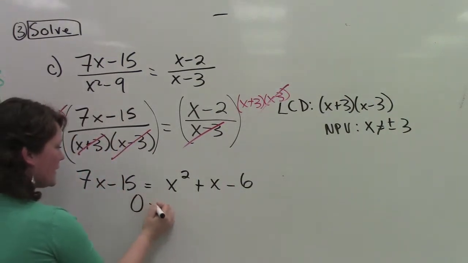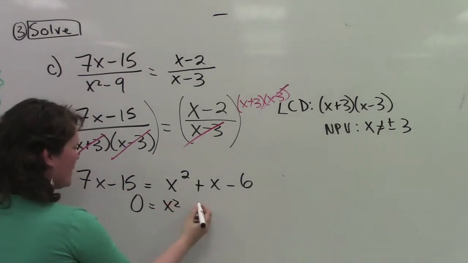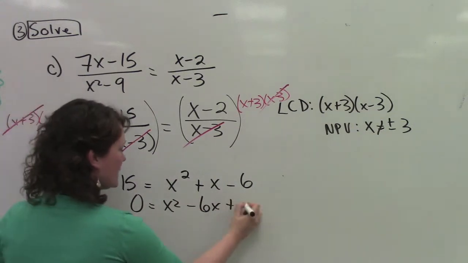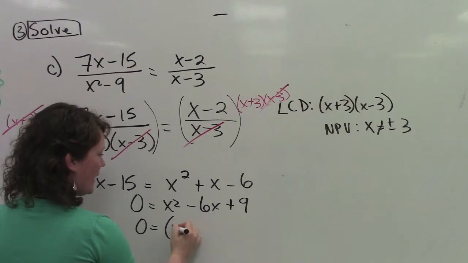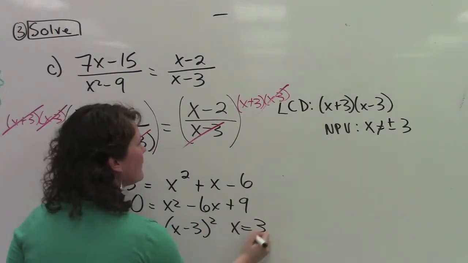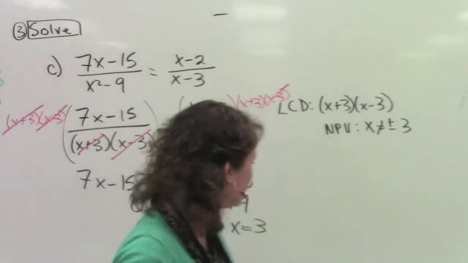I want to set this side equal to 0 because I want to factor it. So I get x squared minus 6x plus 9. That's pretty sweet. I know that's a perfect square factor: (x minus 3) squared, so x must equal positive 3. Awesome. Or is it? Let's double check.